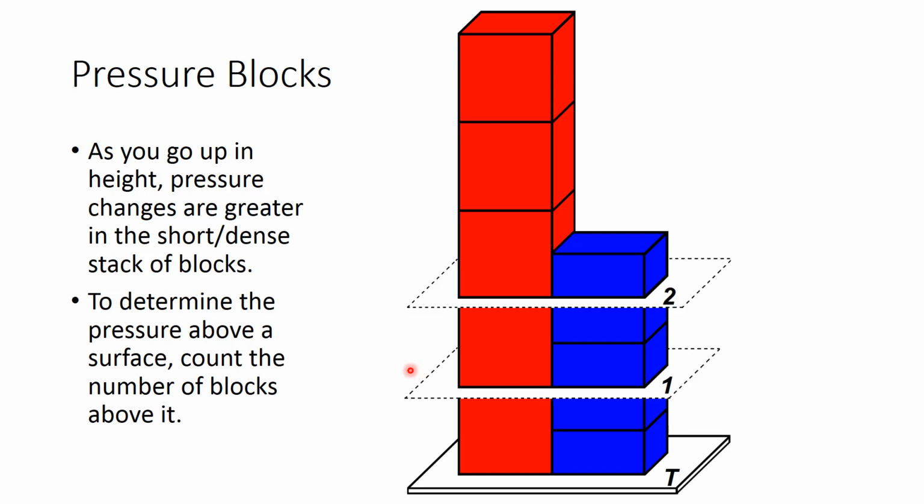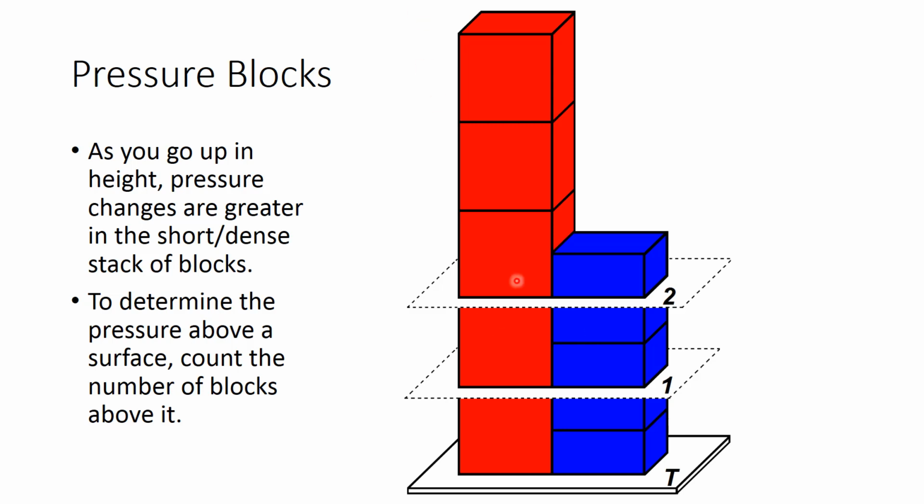So here at surface 1, if you wanted to determine the pressure above surface 1 that's being exerted on surface 1, again, simply count the number of blocks. And you're going to get a ratio. So you're going to have X number of blocks in the blue stack divided by Y number of blocks in the red stack. And so you'd then say, okay, well, the blue stack has X over Y, the pressure. Or the red stack has Y over X, the pressure.